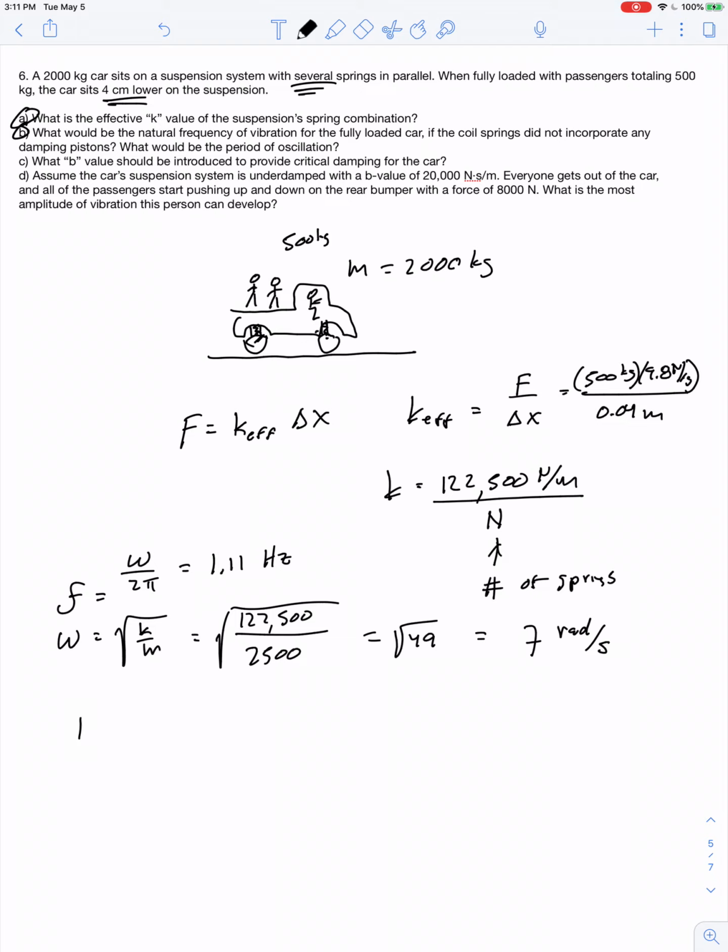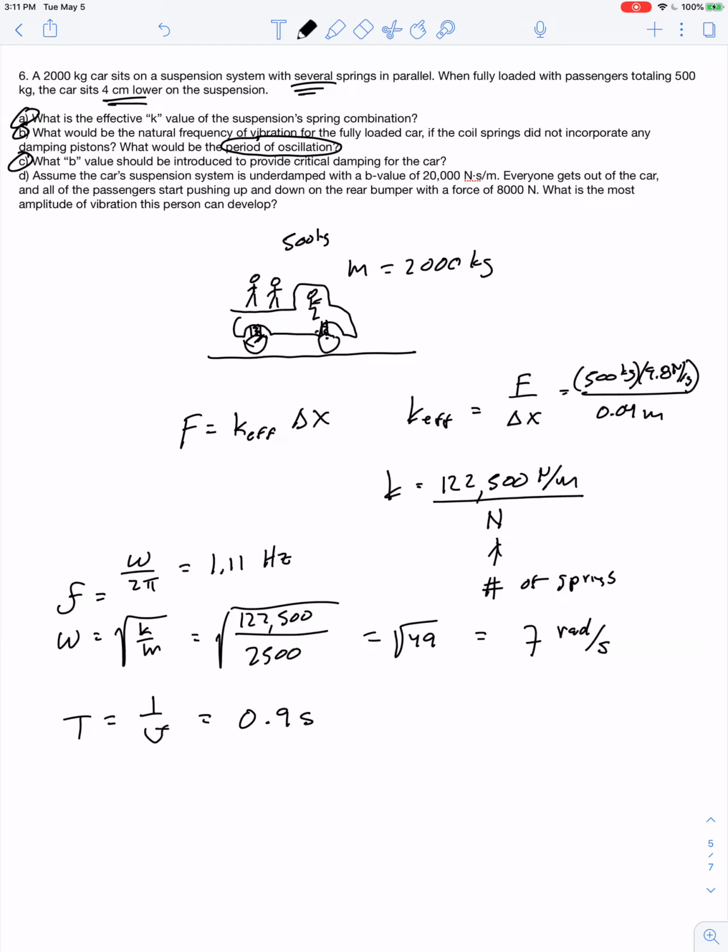Now, we weren't asked, but we might as well state it. Oh, no, we are asked. What is the period of oscillation? Period is the inverse of frequency. So the period is about 0.9 seconds. So it takes just a little less than 1 second for the truck to vibrate up and down.